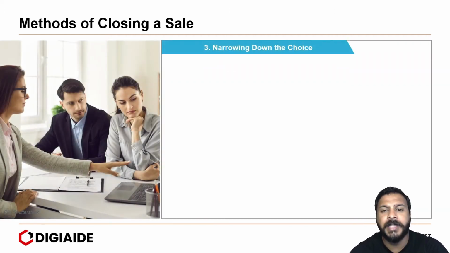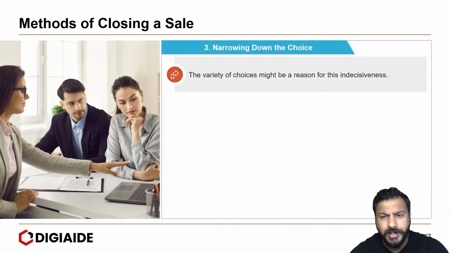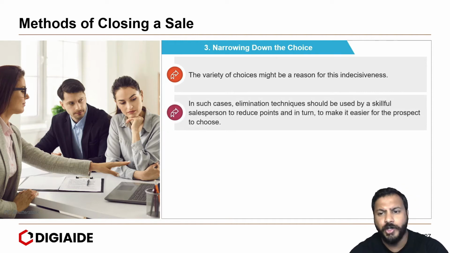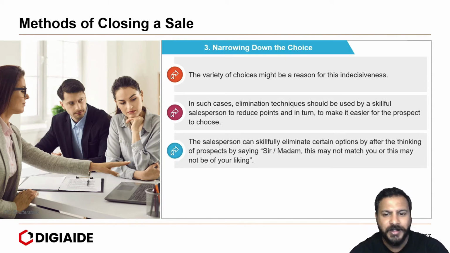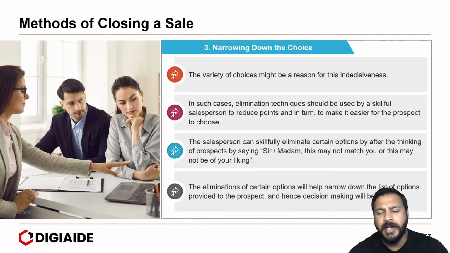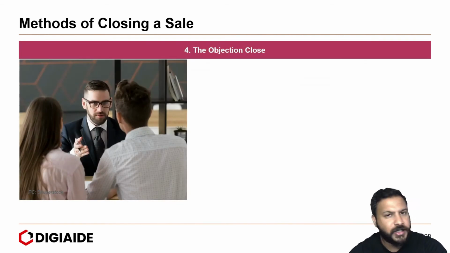At number 3 is narrowing down the choice. The variety of choices might be a reason for indecisiveness. In such cases, the elimination technique should be used by a skillful salesperson to reduce options and in turn make it easier for the prospect to choose. The salesperson can skillfully eliminate certain options after thinking of the prospect by saying, "Sir or madam, this may not match you or this may not be to your liking." The elimination of certain options will help narrow down the list of options provided to the prospect and hence decision making will be easier.